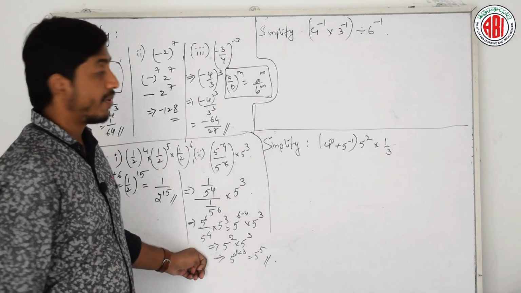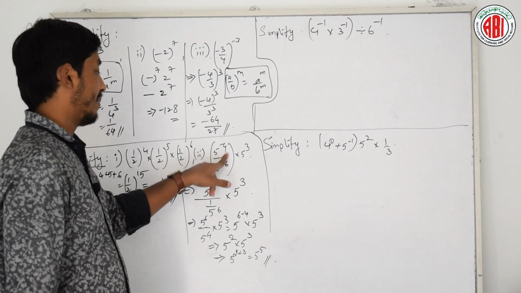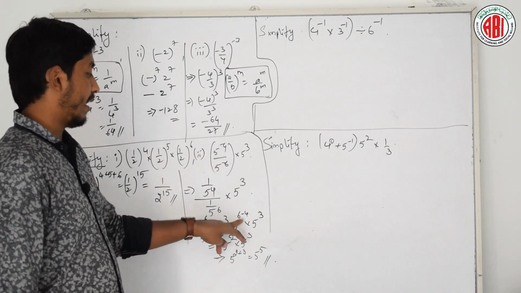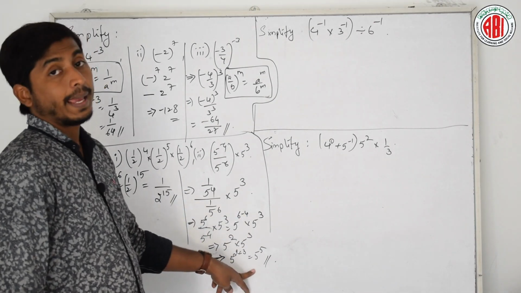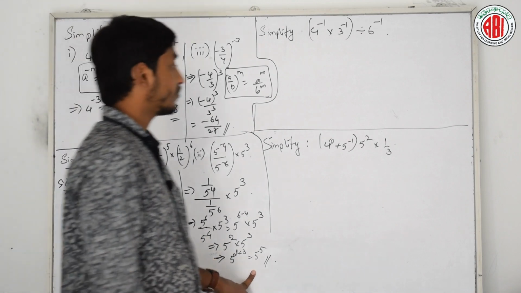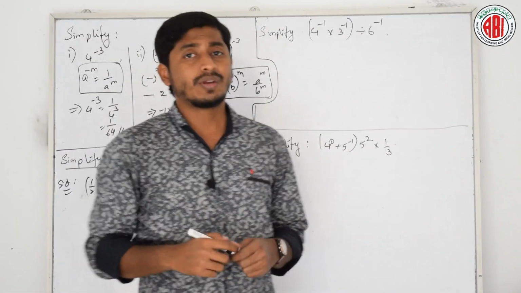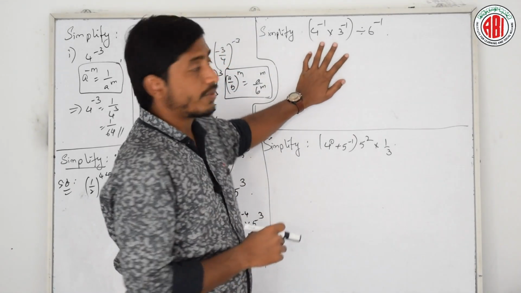Again, what is it that we have to remember? What all formulas did we use in this sum? a power minus m is 1 by a power m, then a power m by a power n is a power m minus n, and the next, a power m into a power n is a power m plus n. Is it right? Is it easy to understand? Look at this next question here, he is asking us to simplify again.